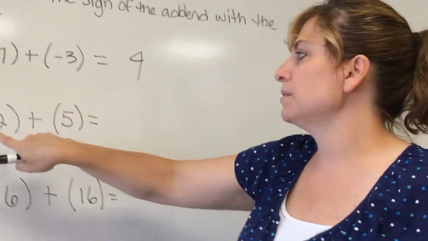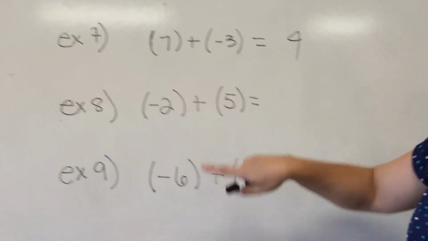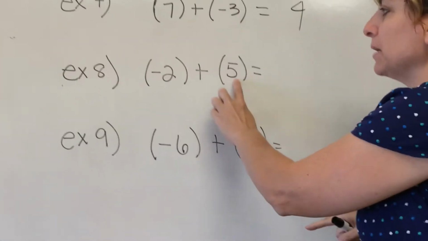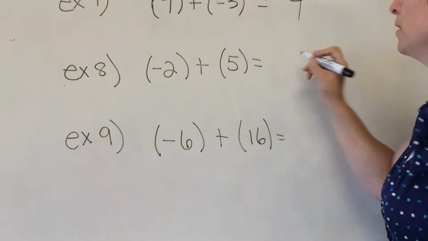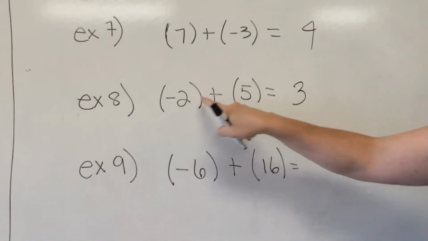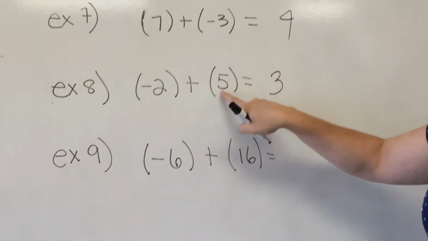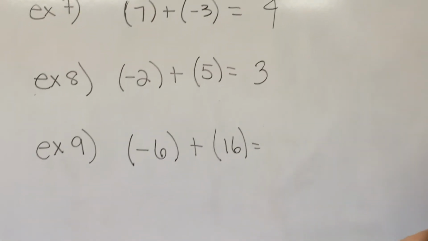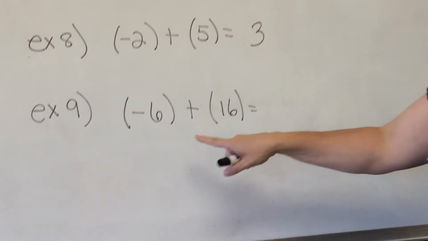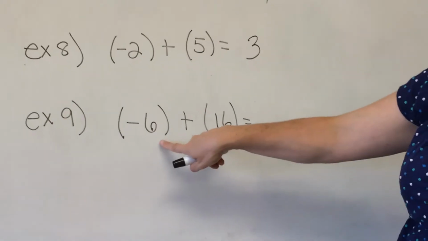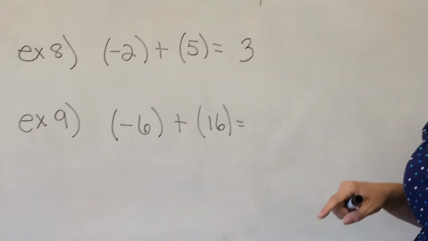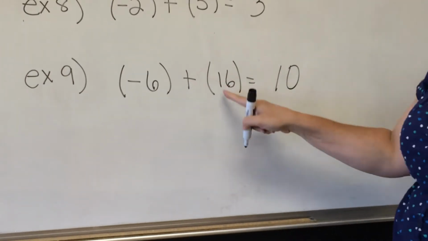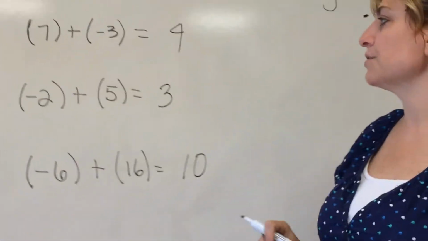You have two numbers. We're adding, so these are two addends. They have different signs. Subtract the little one from the big one. 5 minus 2, I get 3. Take the sign of the bigger number. Which number is bigger, a 2 or a 5? 5. The answer is positive 3. Okay, on this one, subtract the two numbers. 16 minus 6 is 10. Take the sign of the bigger number. Positive. The answer is positive 10.